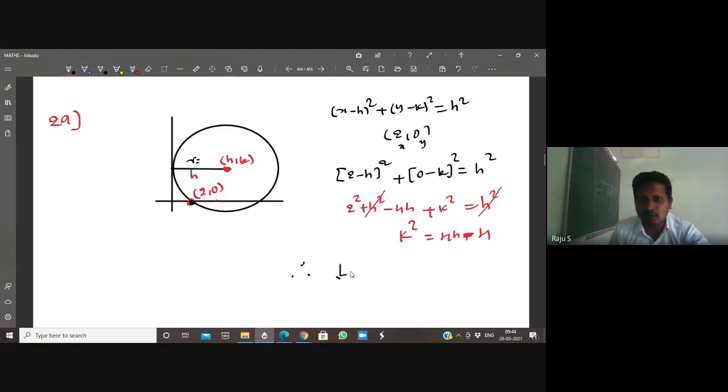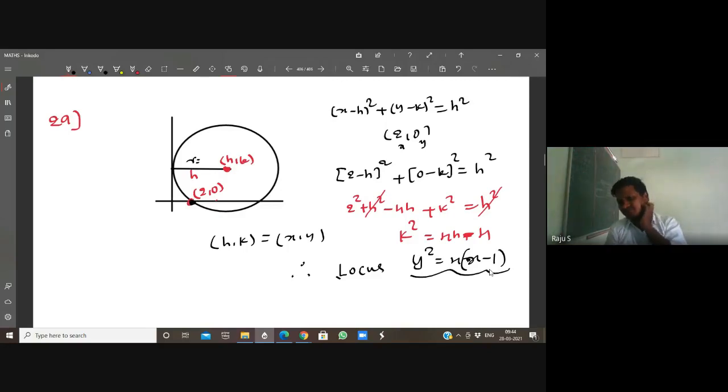See, what is the locus? Clearly they mentioned locus of the center. Finally the center can be replaced by x comma y. Locus of the center means first we have to find the answer in terms of h comma k. At last we have to replace h comma k by x comma y. This is what is meant by locus. So y square is equal to 4 into x minus 1. So what about this equation? Is it a parabola, or hyperbola, or ellipse, or circle?